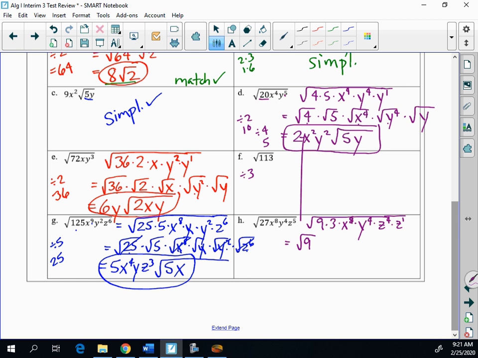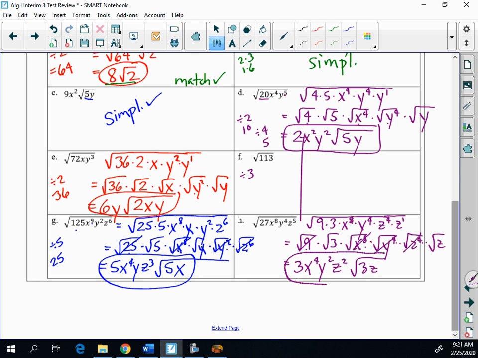Square root of 9, square root of 3, square root of x to the 8th, square root of y to the 4th, square root of z to the 4th, and the square root of z. What can move out? The square root of 9 is 3, okay? 8 divided by 2 is x to the 4th. 4 divided by 2 is y squared. 4 divided by 2 again gives me z squared. And then what stays is the 3 and z to the 1st.